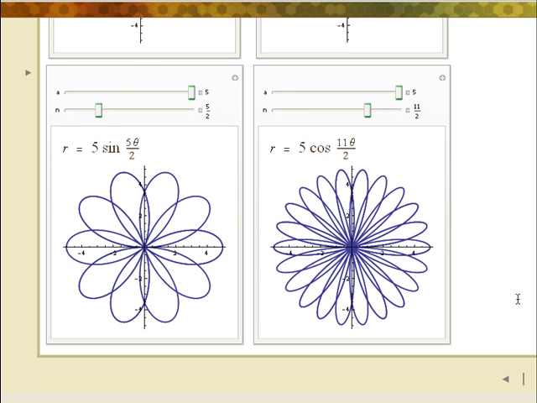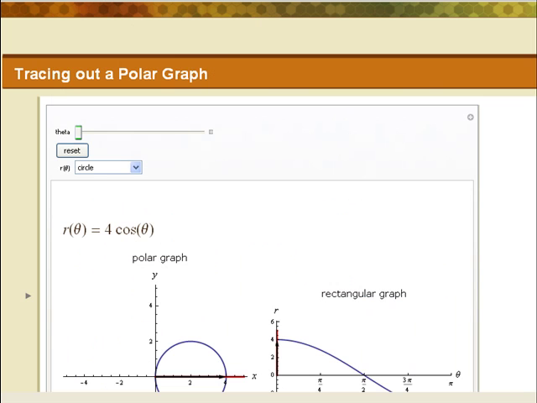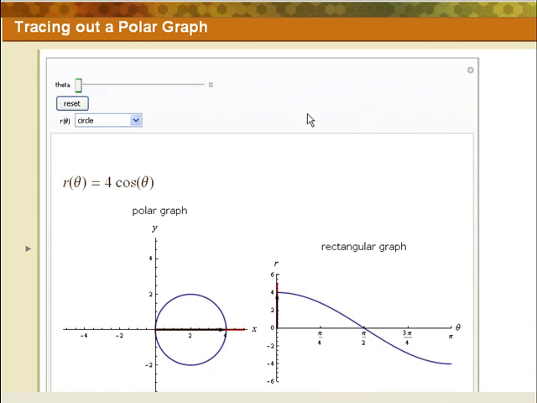Alright, so the next question is, how do I actually graph these things? If I want to graph this, say by hand, how do I trace out a polar graph? Well, the way that we do this is we can get a little bit of help from the rectangular graph. So here's 4 cosine theta. If I graph 4 cosine theta, I can go from 0 to pi and see what happens.